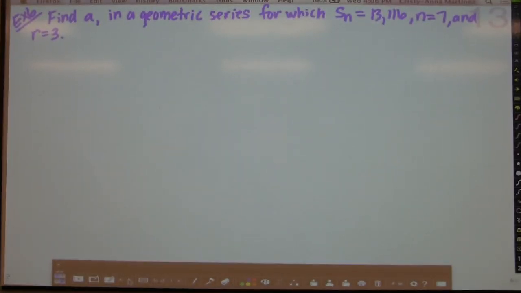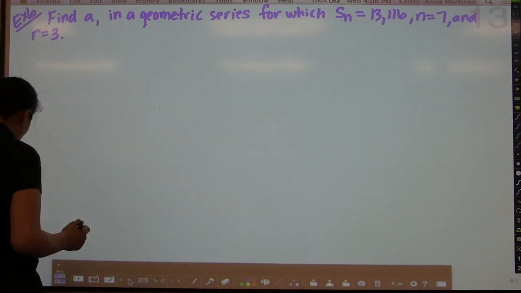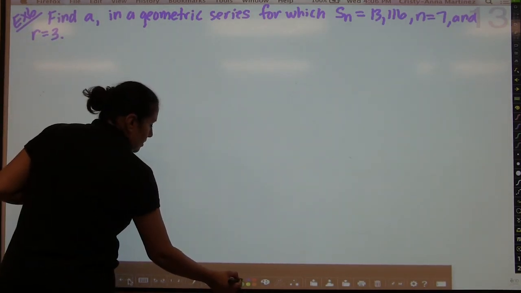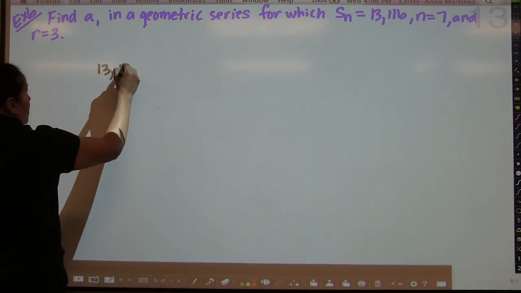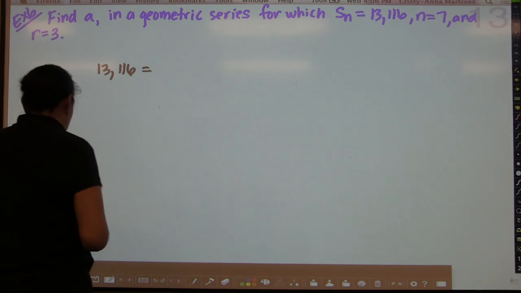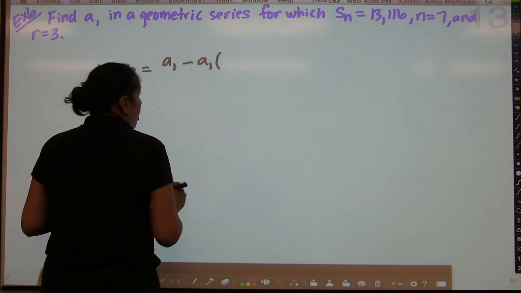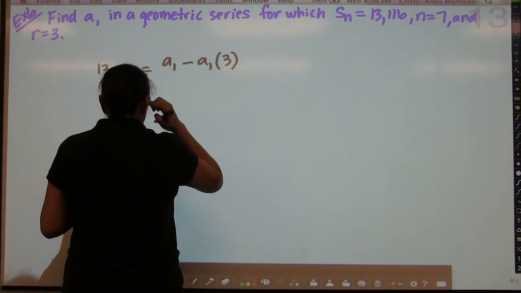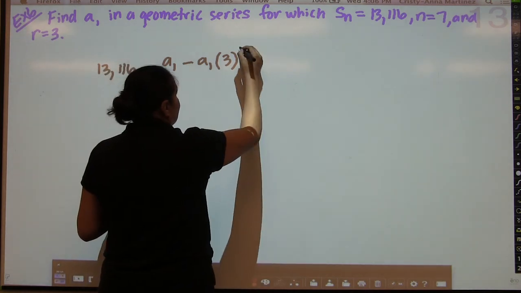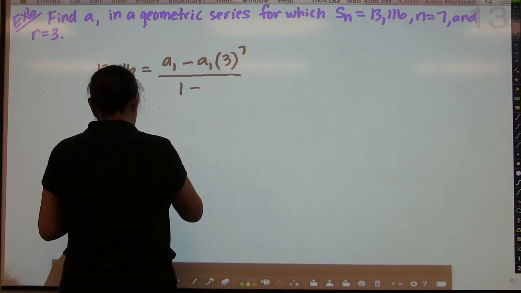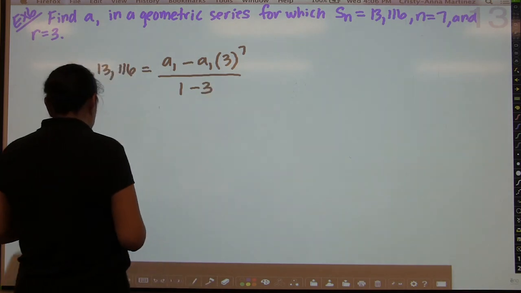And it's example 6. It says find A sub 1 in a geometric series for which S of n equals 13,116, n equals 7, and r equals 3. So we want to use our formula kind of backwards. We're given what the sum total should be, which is 13,116, and that should be equated to a sub 1, which is what we don't know, minus a sub 1 times r, but we do know that r is 3, to the nth power, and in this case the nth power is 7, divided by 1 minus r, which is 3.